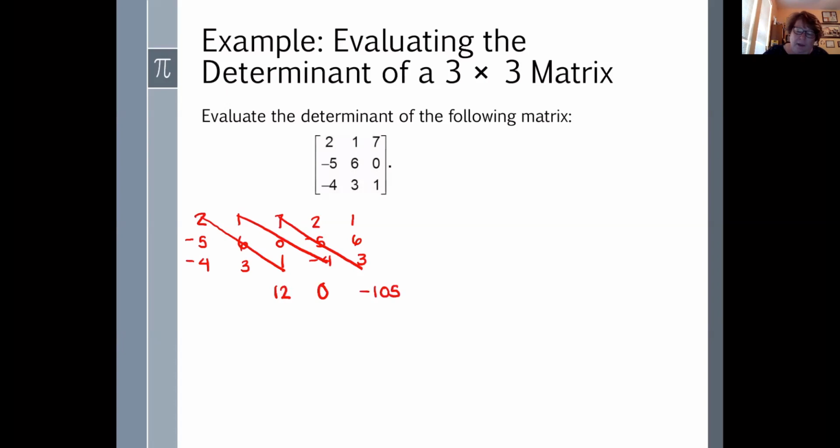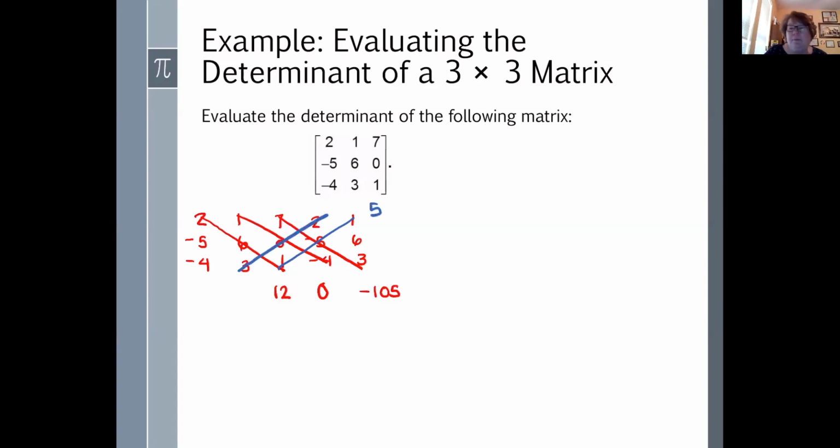All right, so now I'm going to start in the upper right corner and draw diagonals. So I have 1 times -5 times 1. That's -5, but I'm going to change the sign to +5. That way I can add it. Changing the sign, then I can add.